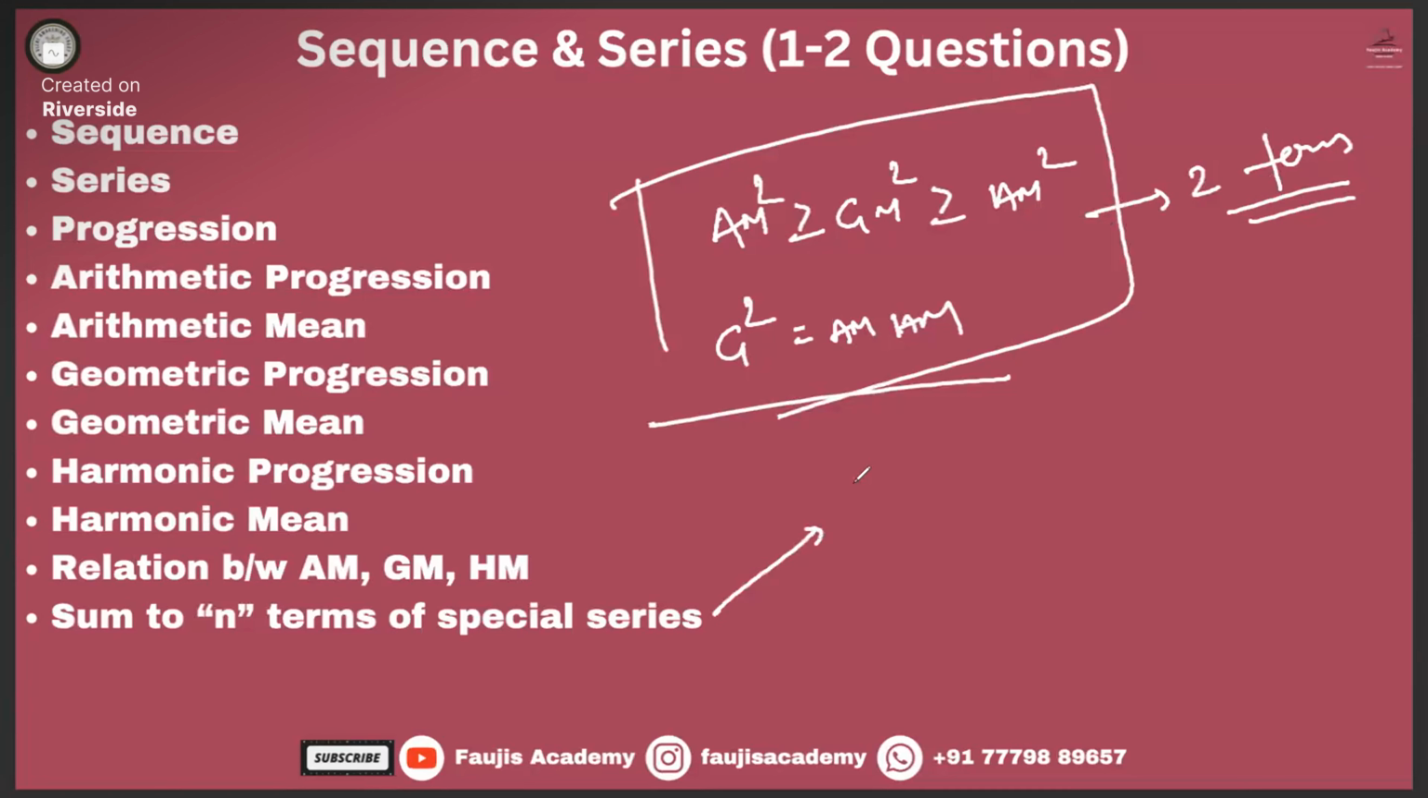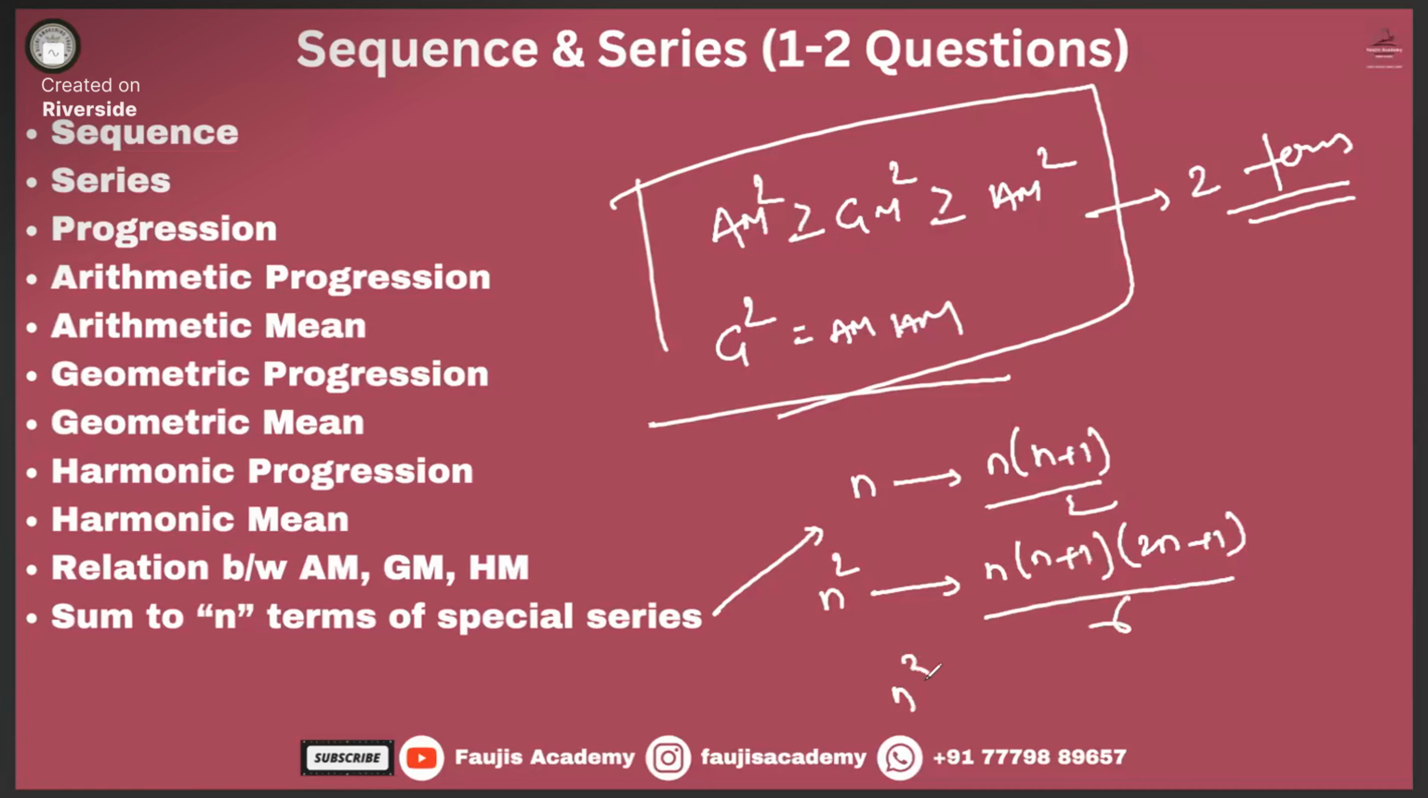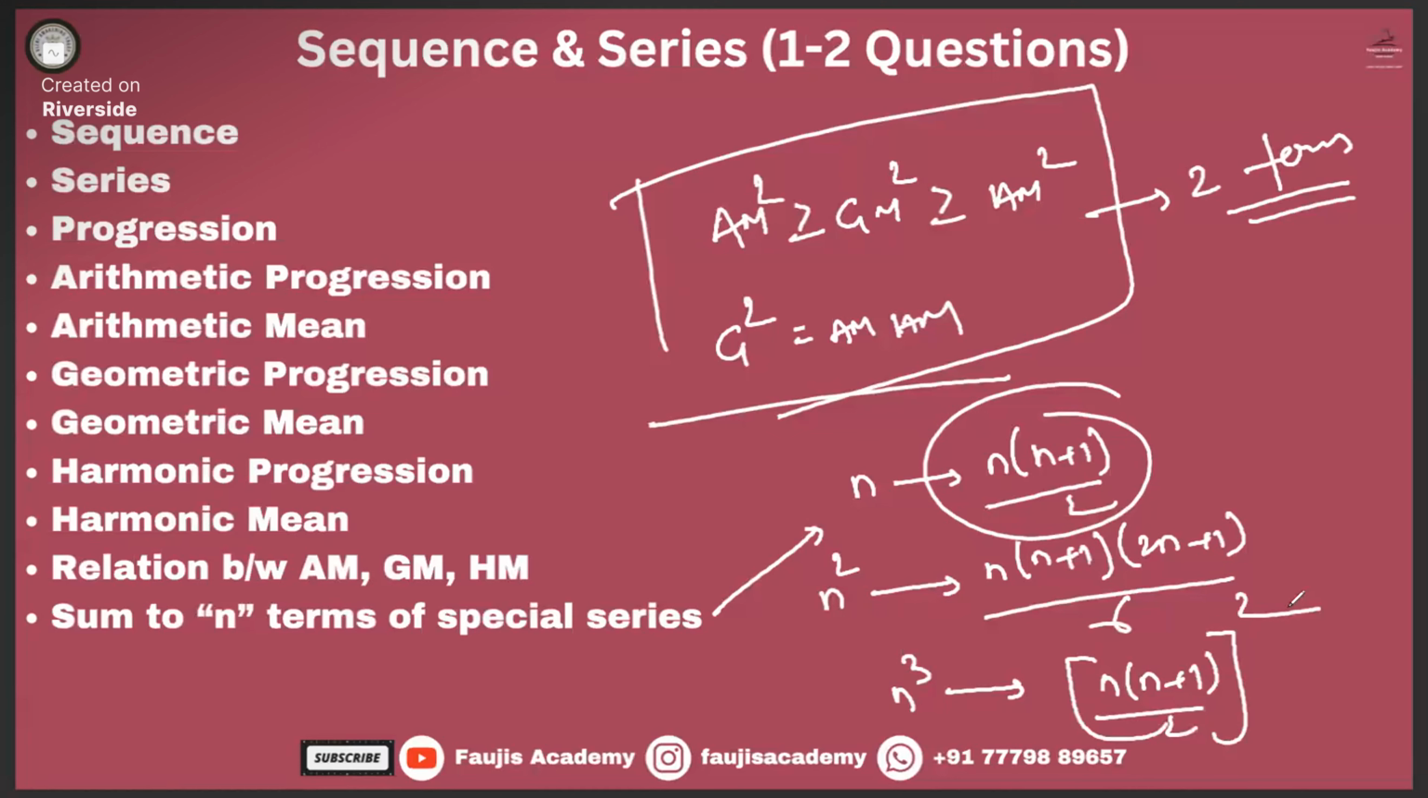For a special series, n terms, the sum is n into n plus 1 by 2, all of you know it. For n square terms, n into n plus 1 into 2n plus 1 by 6, you know it. N cube is nothing but this one, to the whole square. All of you know it? Is there anyone of you who doesn't know it?